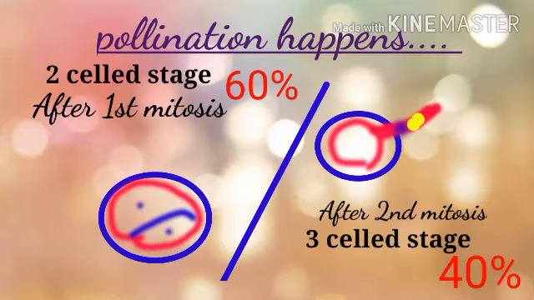Next we have to know when pollination happens. Pollination happens in two ways, or at two times. In 60% of angiosperms, pollination happens at the two-cell stage. At the two-cell stage, the pollen grain undergoes the first mitotic division and divides into a vegetative and a generative cell. Immediately after that, the pollen is shed and undergoes the pollination process.